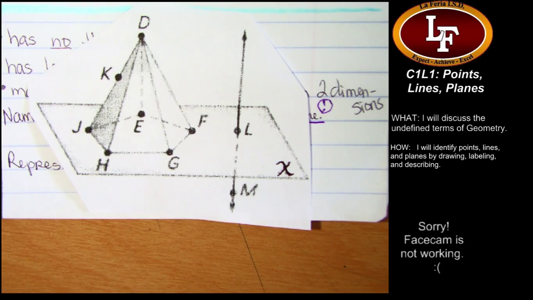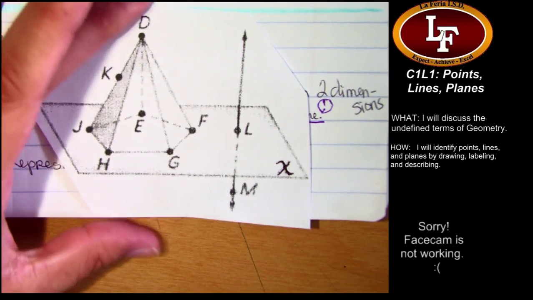JKG. HGF. I need 3 letters. Okay, wait. I heard JKD. Are those on the same line? Yes. Then you can't use them to name a plane. MGE. MGE? Yes, that's not on the same line. DEJ? DEJ, yes, that is a plane. HEF. All right, you guys are really good at finding planes.